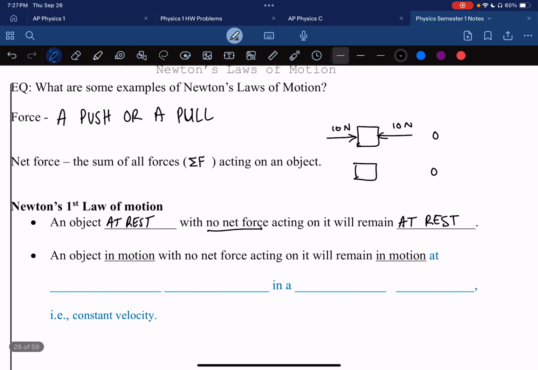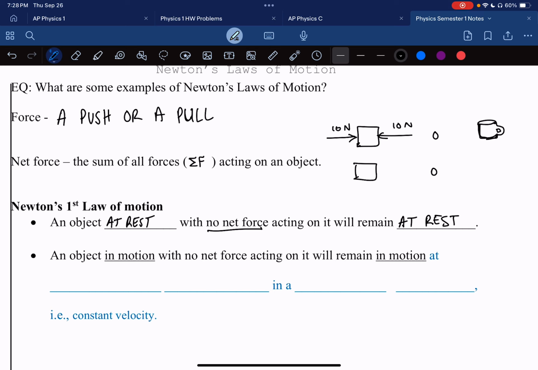Well, that's very amazing. You see a cup on the table, just a mug sitting there. There are no net forces on it, and so it just remains at rest. Okay, very profound.